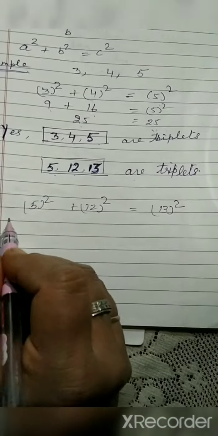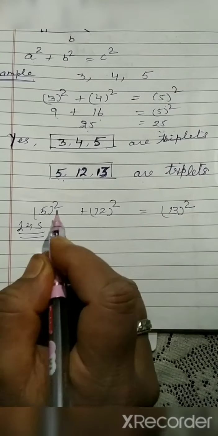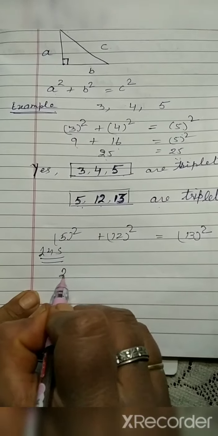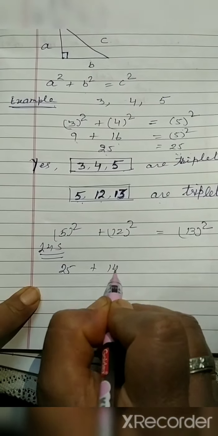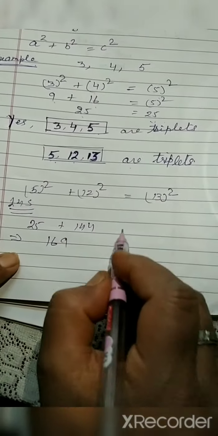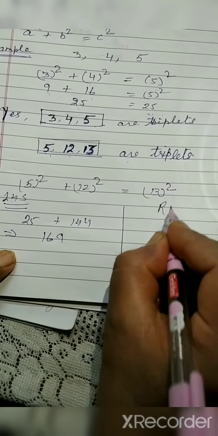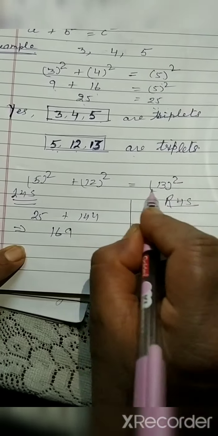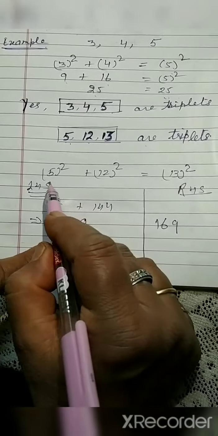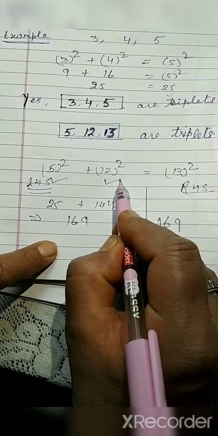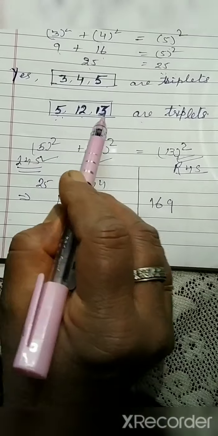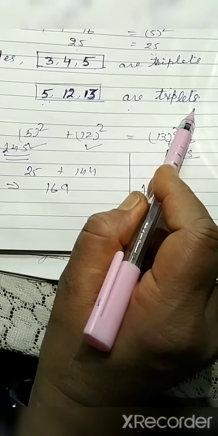Okay, 5 square, take LHS first. So 5 square is 25 and 12 square is 144. When we add these, we get 169. Take RHS now. RHS is 13 square. So 13 square is also 169. It means the square of this and the square of this, when added, give the square of this 13. So 5, 12, 13 are also Pythagorean triplets.